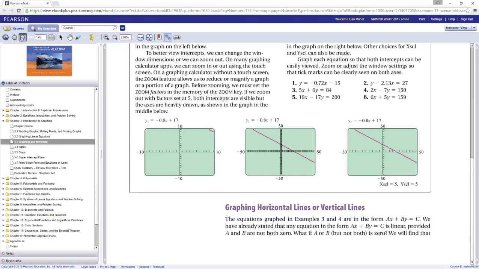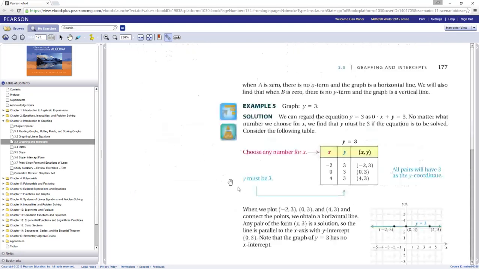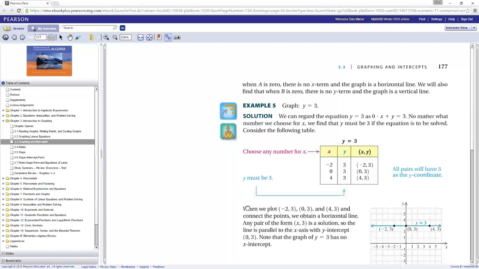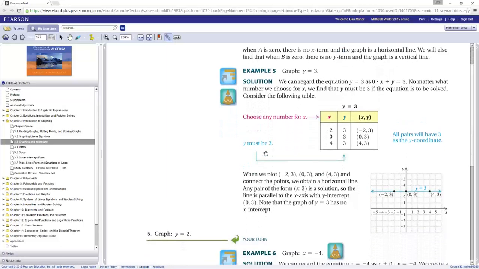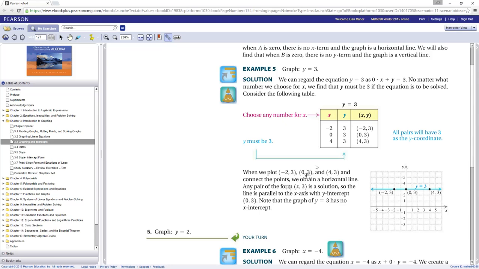Then they talk about horizontal and vertical lines. And if I have this, it says graph y equals 3. If you think about that, it means that I have a constant of 0 times the x value. In other words, it doesn't matter what x value I have. In this case, I end up with this horizontal line of this.